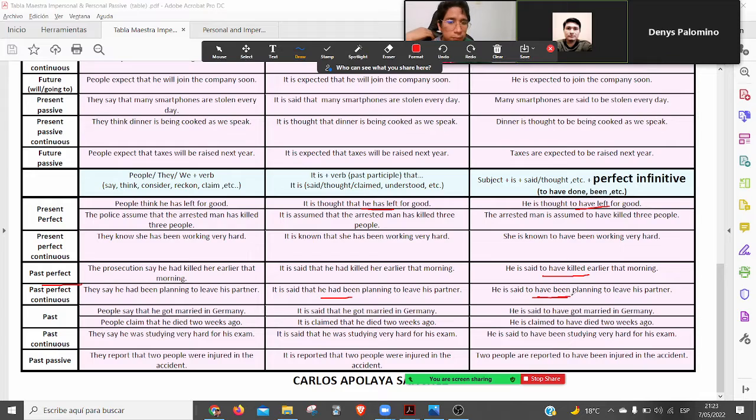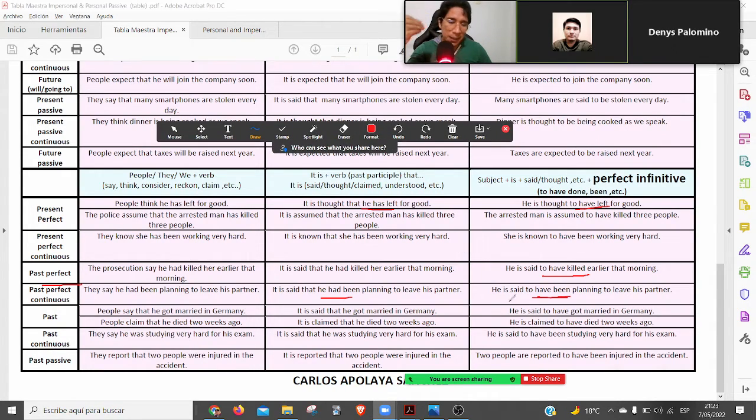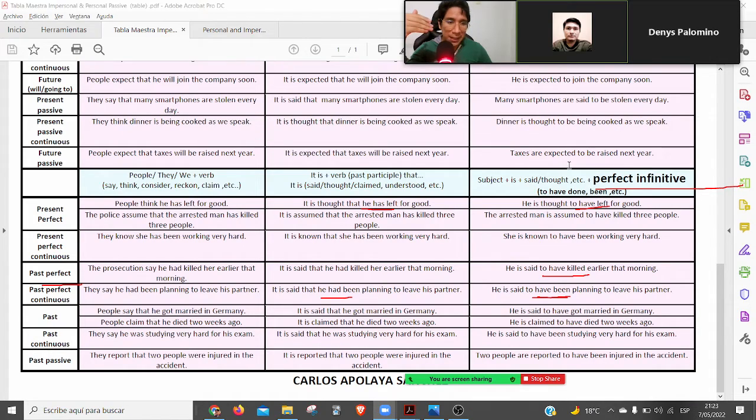Why is the difference, sorry, between had and have in this context? In that context, often we don't use the had, the past perfect, when we use this rule, the personal passive, because always we use a perfect infinitive. Nunca vamos a usar el had.